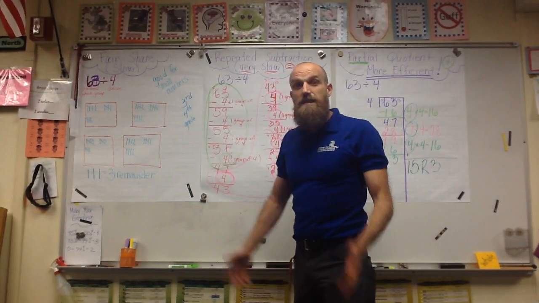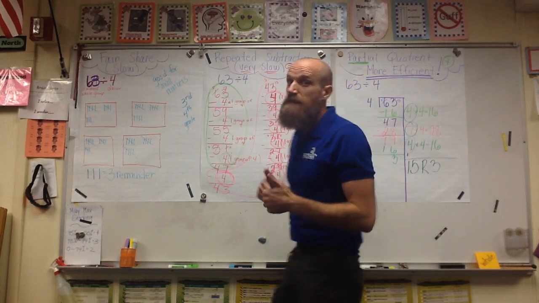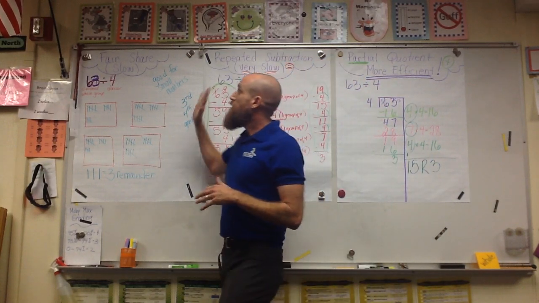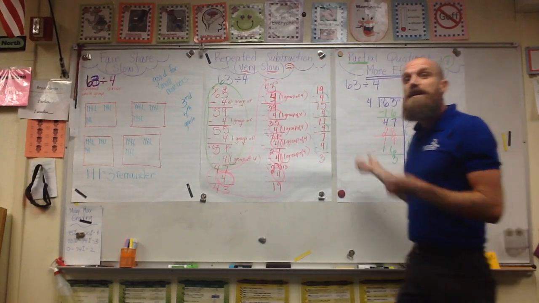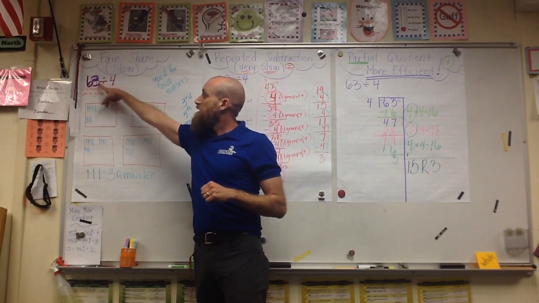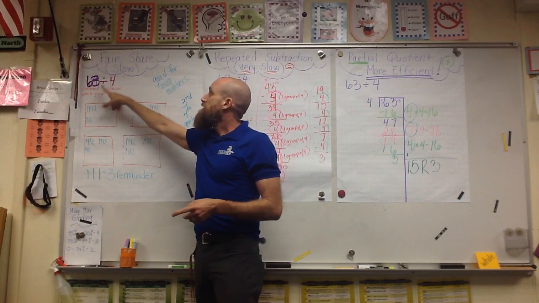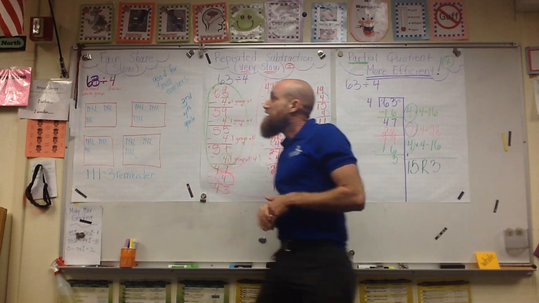Hello mathematicians. Just to review what we did today in class, we looked at different division strategies, going from the least efficient to much more efficient. So really quickly, just to remind you, we were taking 63 as our dividend, our whole group, dividing it by our divisor 4. And we were using here the fair share strategy.